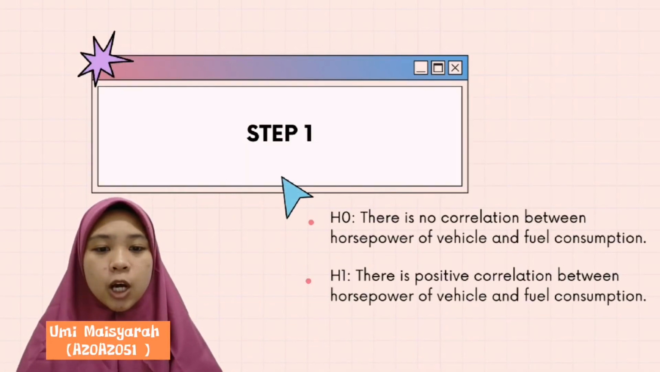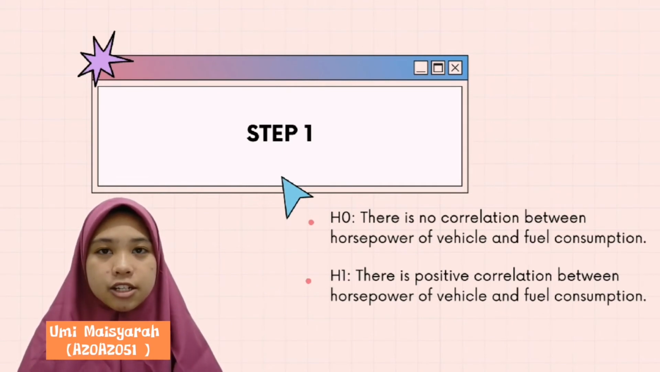Step 1. We need to do hypothesis. H0: there is no correlation between horsepower of vehicle and fuel consumption. H1: there is positive correlation between horsepower of vehicles and fuel consumption. Now, step 2.